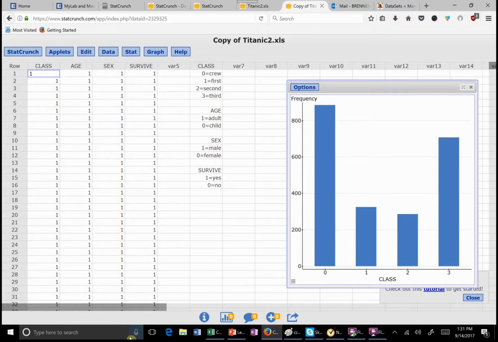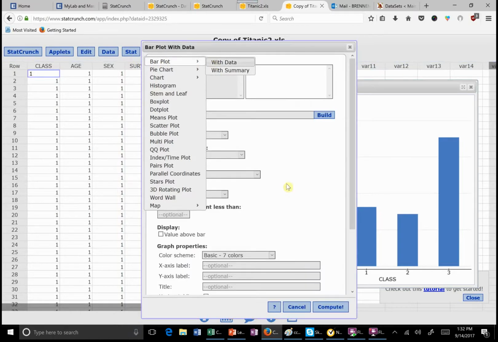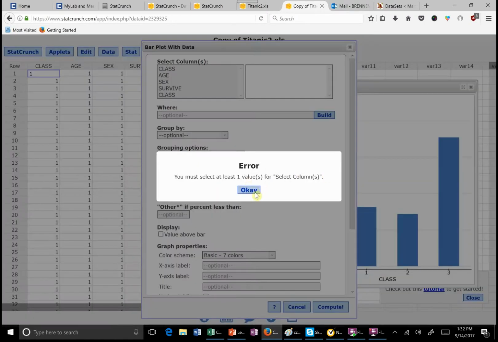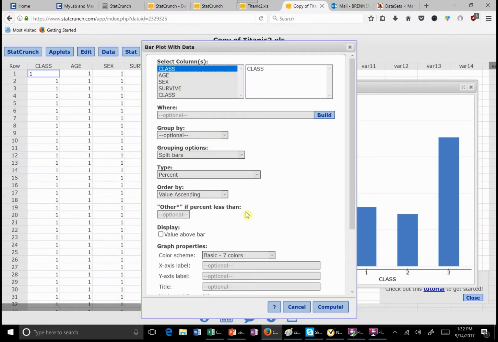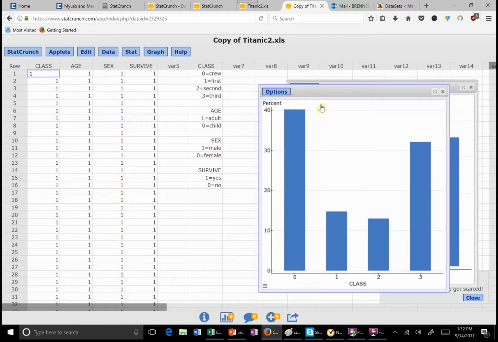And I did frequency. I didn't do percent. So let me change it to percent really quick. The default's always frequency. There we go. Oops, you got to choose something to plot first. Okay, there we are. So we report the mode. We say the mode is the crew, and they comprise 40% of the people on the Titanic.